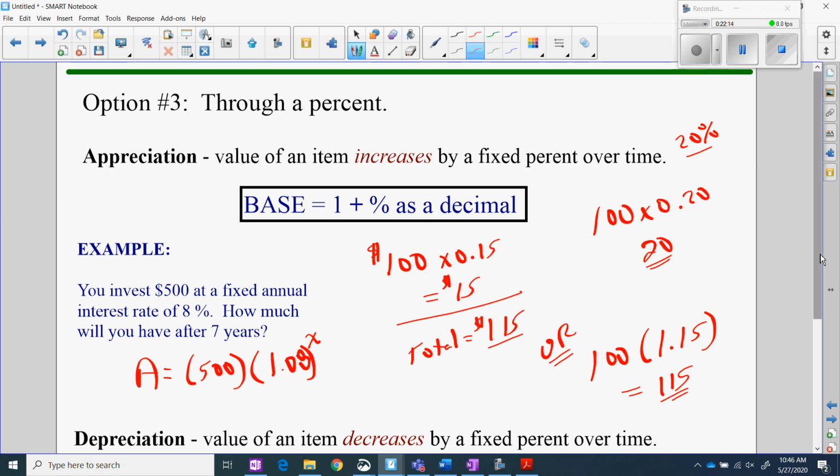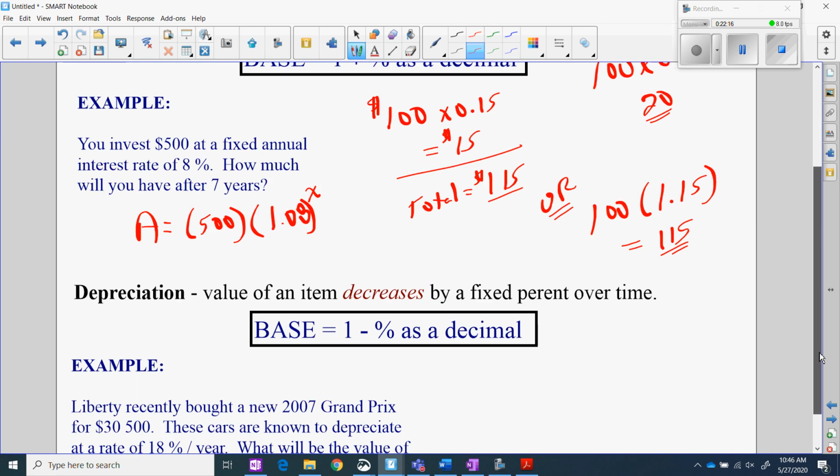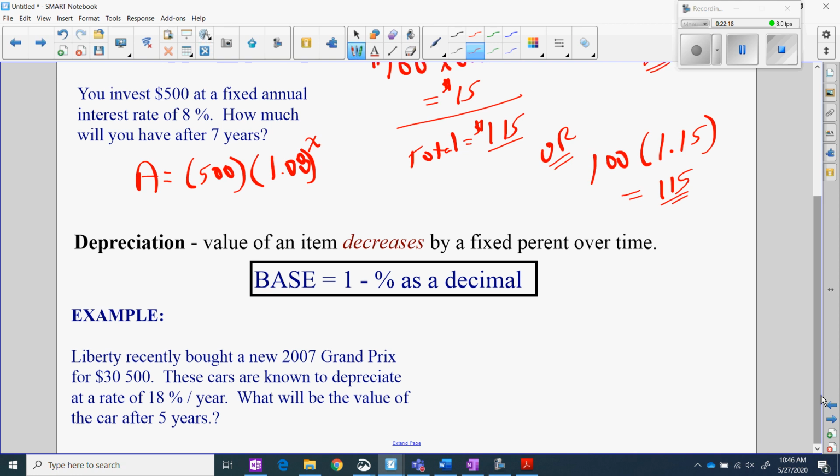Now, depreciation. This is common when you buy vehicles. So you're buying a vehicle and it's depreciating. Well, if I bought something and it depreciated by, again, we'll pick easy numbers. We'll use money. If I had $100, whatever it was, doesn't matter, and it depreciated, lost value at a rate of 10% per year.